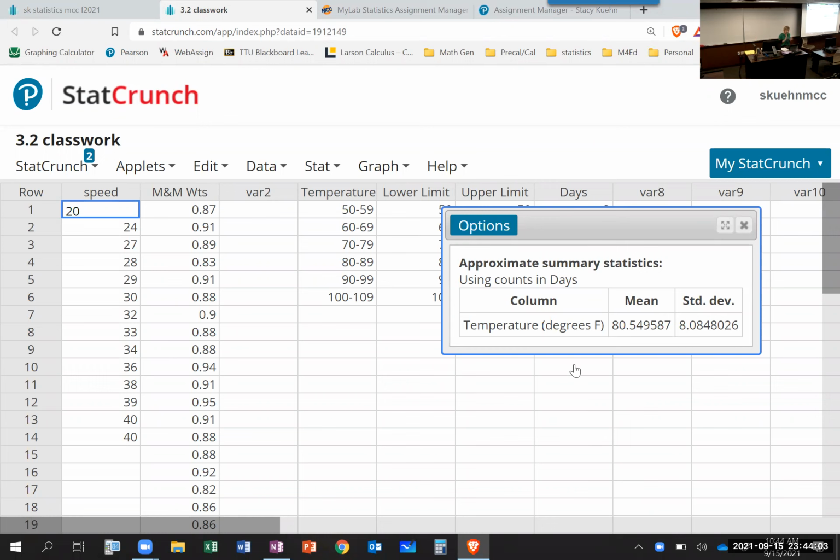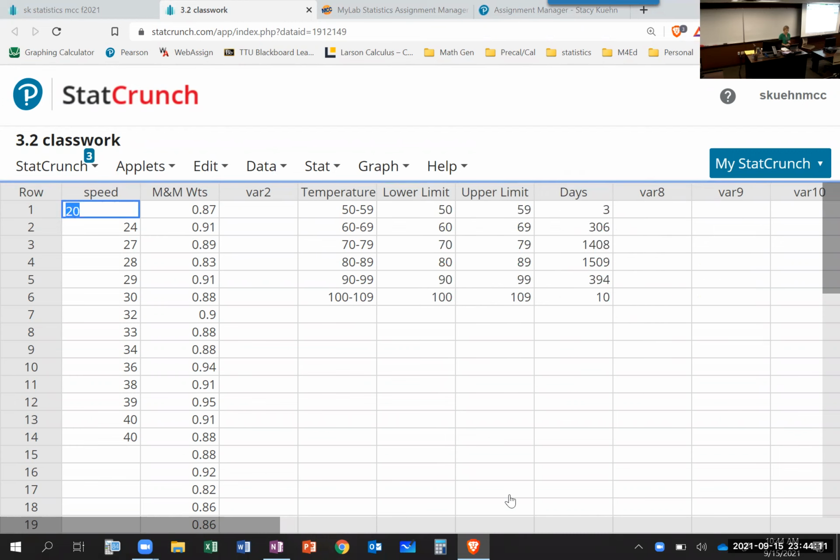Now, there is no way for us to easily graph binned data. So from this, we just need to pay attention to the fact that the lower temperature range had a frequency of 3. Then the next one successive would be 306, and the next one after that in the bins would be 1408, and then 1509, and then going back down to 394, and then finally ending at 10. So I have values that are increasing, they peak, and then they decrease. That's what I'm going to look for.